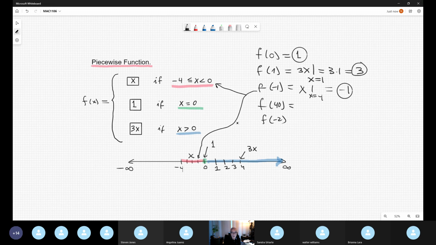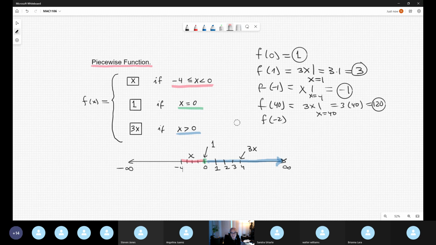40. It's obvious that 40 lies in the blue interval, because 40 is too big a number. So you select the 3x expression, and you evaluate at x equal 40. So the multiplication is 3 times 40, 120. 120 is the answer.